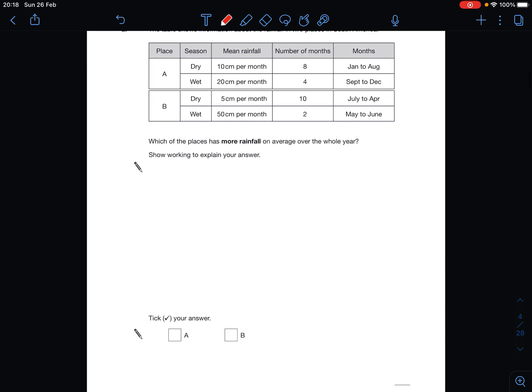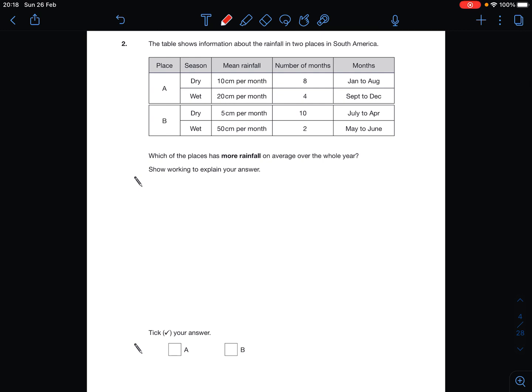Moving on, we've got a table, we've got a bunch of data, and we're asked to see which one has more rainfall on average. Now, all I need to see is which one has more rainfall. So for place A, it had 8 months of 10, and it also has 4 months of 20. 8 times 10 is 80, 4 times 20 is 80, adding that together gets you 160.